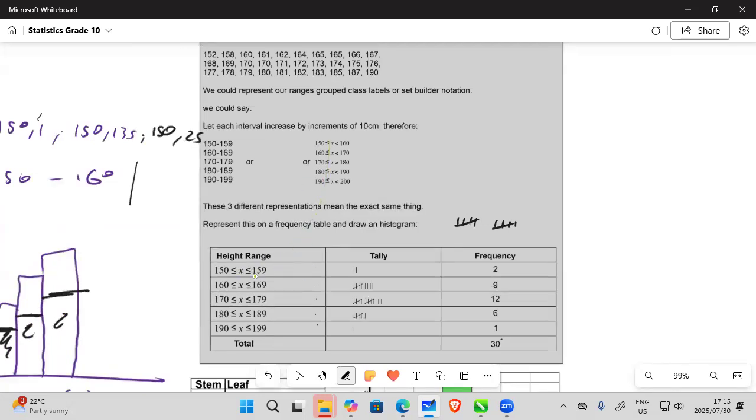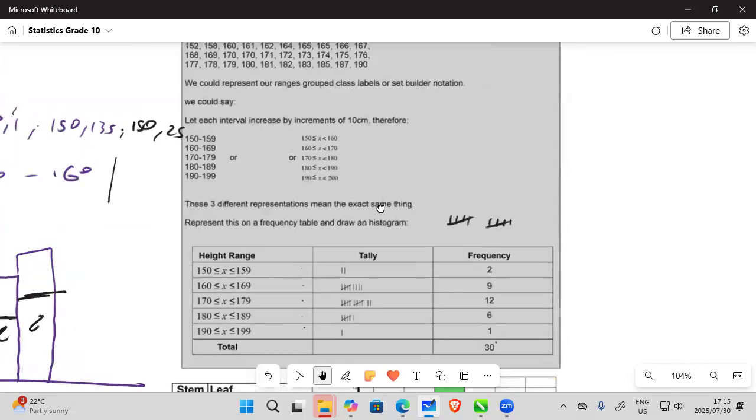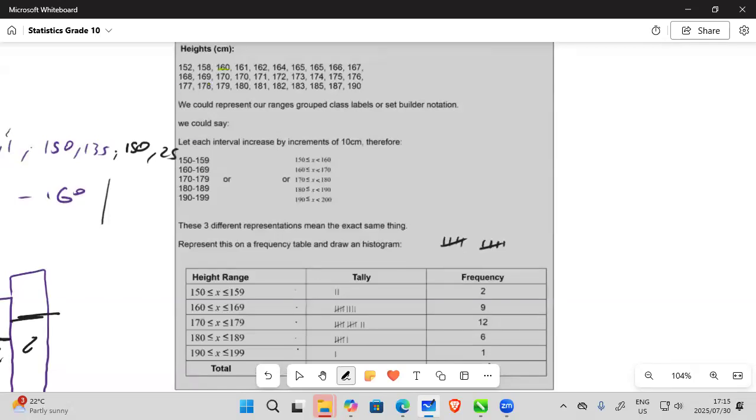The set builder. So between height ranges, so the people's height from 150 to 159, how many heights belong to this category? Two. So if I want to do a tally table, I'll do 1, 2, and that will be that. Between 160 and 169, the number of people that belong to this class will be what? See, 1, 2, 3, 4, 5, 6, 7, 8, 9, 10. Right? And then we put that here.